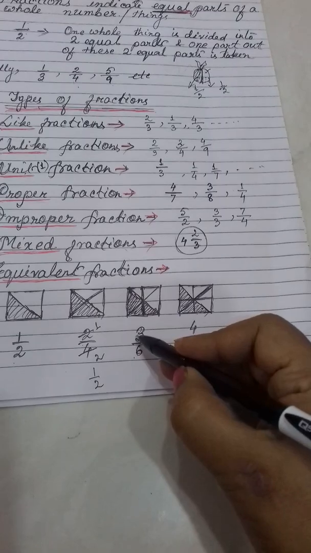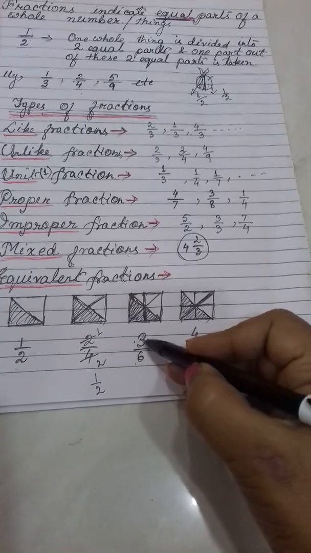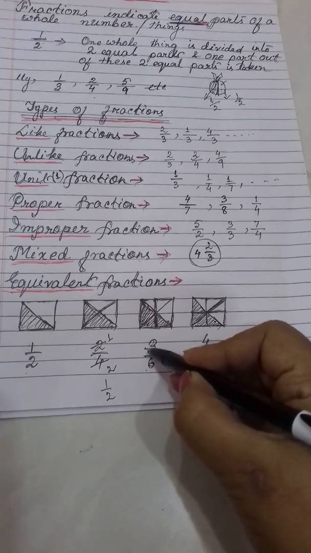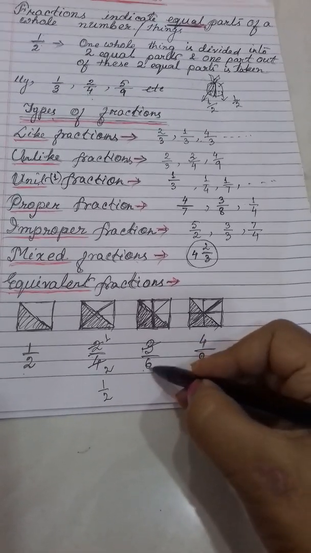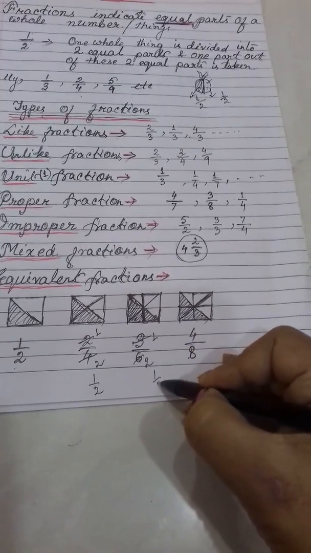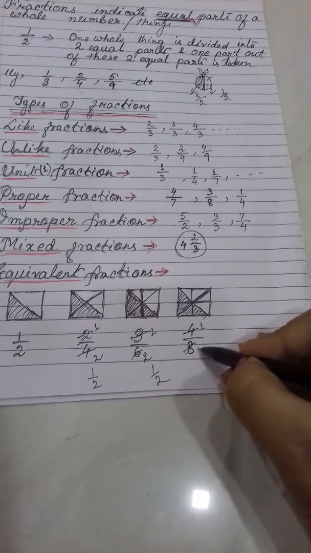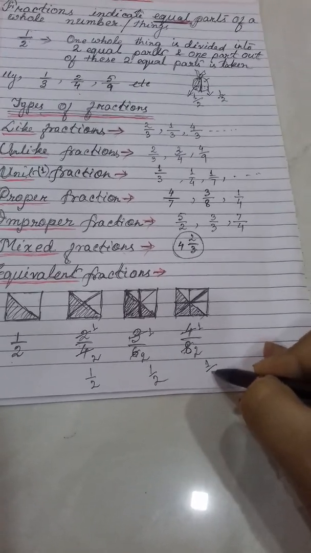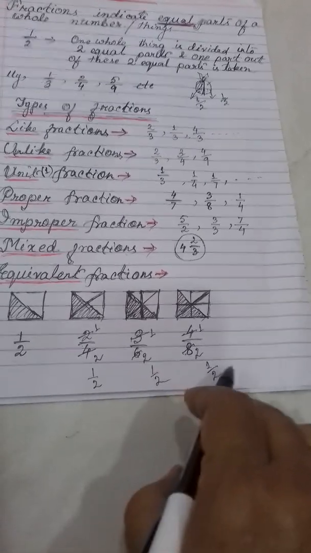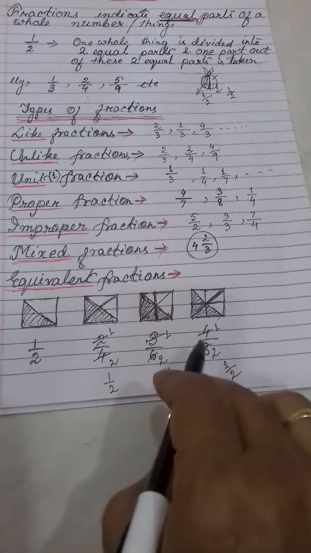Now 3 by 6. First you have to note and make sure that both numbers are getting divided by the same number or not. So you have seen that with 3 you can divide 3 also, 6 also. So 3 1s are 3, 3 2s are 6. Again it has come here half. 4 by 8. With 4 you can divide: 4 1s are 4, 4 2s are 8. So again it is 1 half. Have you noticed? At last all the final fractions are what? 1 by 2. That's why these fractions are known as equivalent fractions.